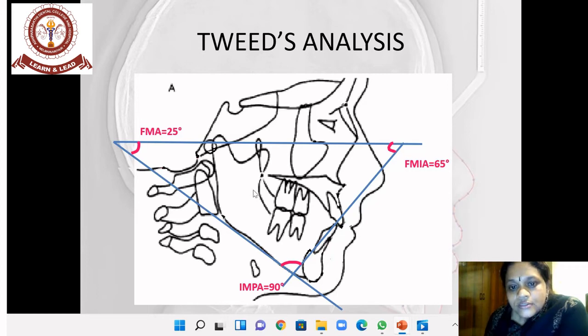And TWEED'S analysis is so special because it gives you a prognostic value of predicting your treatment plan and outcome. That is, if your FMA angle is greater than 30 degrees, it says that the patient is a vertical grower and the treatment has to be done in such a way that your FMIA should be compensated for that, and your IMPA should not be more than 90 to 100 degrees, so that the stability of the treatment will be much better.